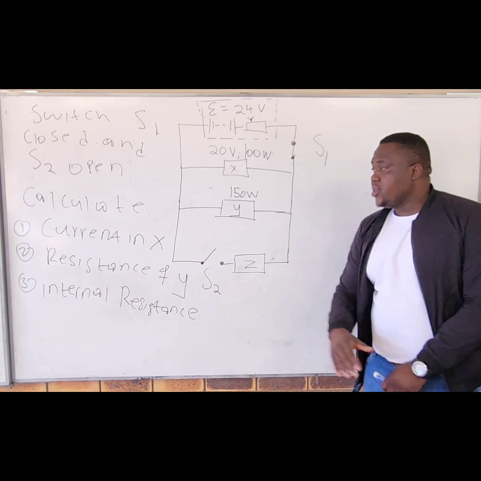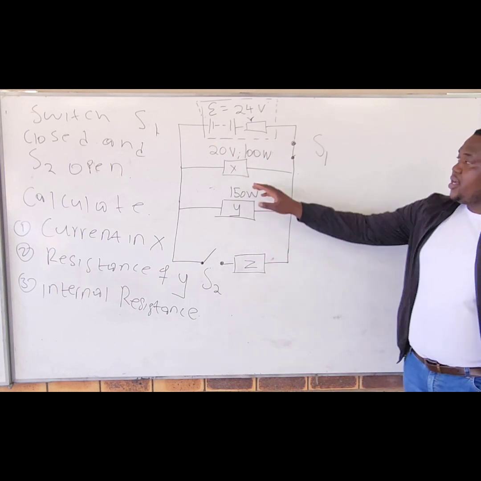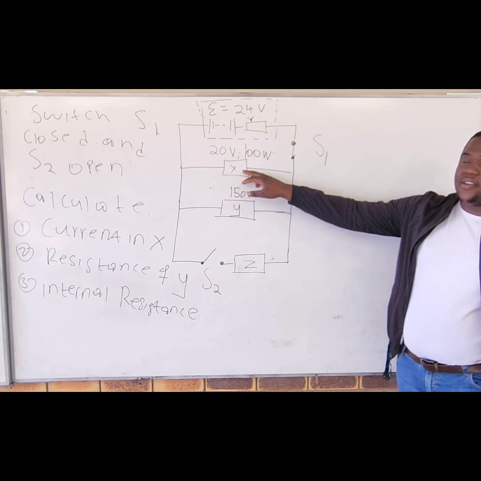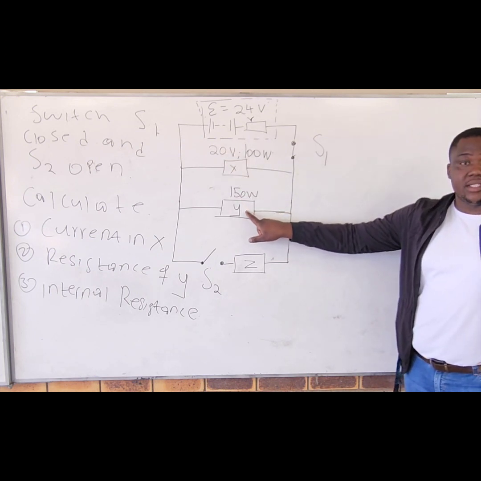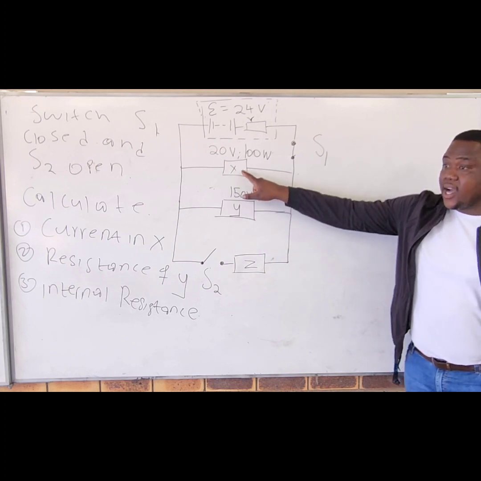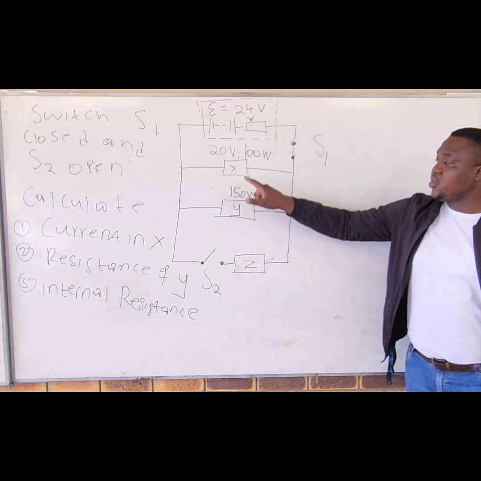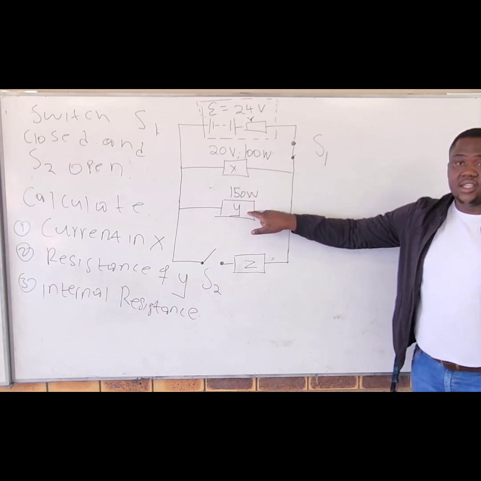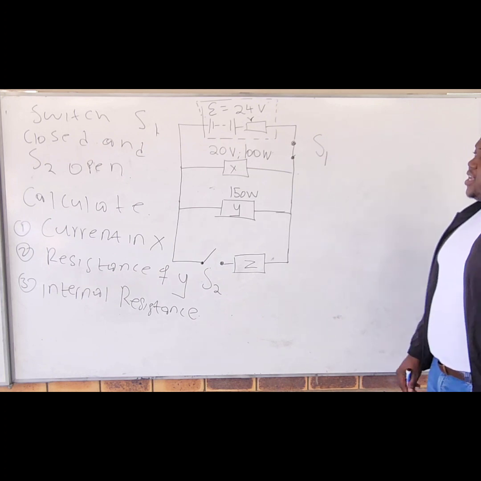Okay. So now they say calculate current at X. And the information given is 20 volts. Tell me, the voltage that is here is how much? It's 20, right? Because this resistor and this resistor are parallel. Parallel resistors have the same voltage. The voltage that is here and here is 20. It means even the voltage that is here is 20.